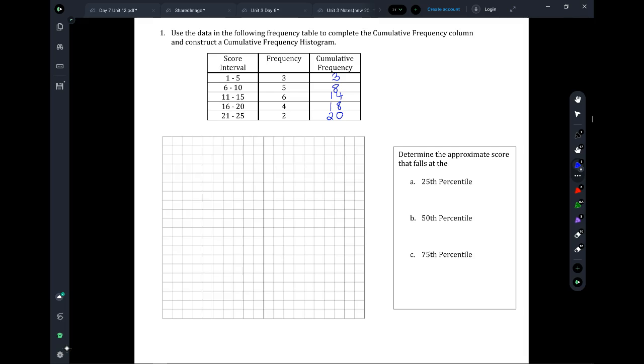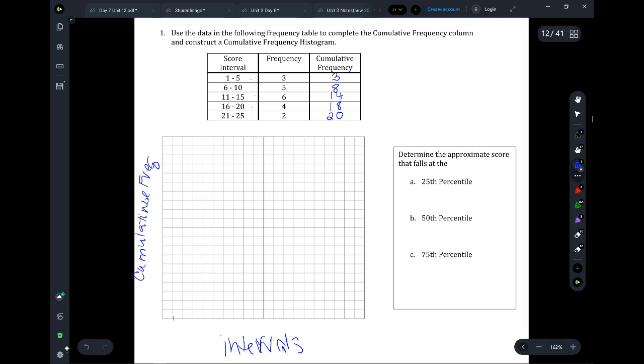Let's graph it, and then we'll answer the questions off to the side. So again, your cumulative intervals are going to go across the bottom, and across the side will be your cumulative frequencies. And this one actually starts at 1, so I'm going to leave a little space in the graph. We only have 5 separate intervals, so I'm going to make them a little bit wider. I think I'm going to go every 3 bars this time.